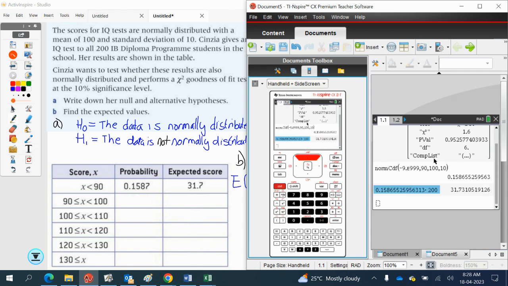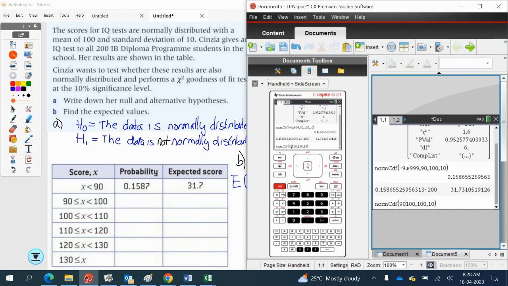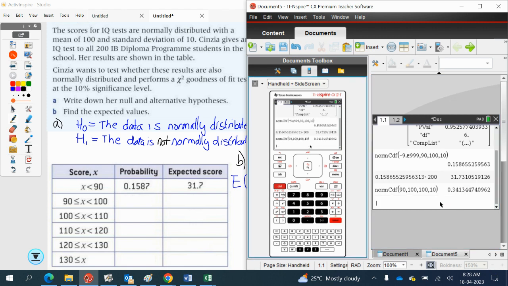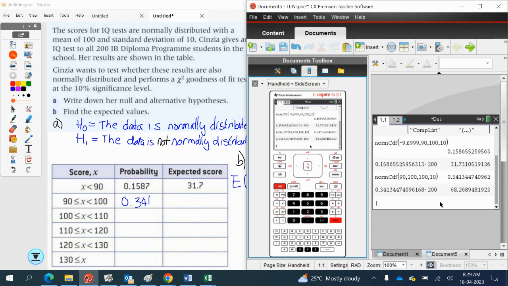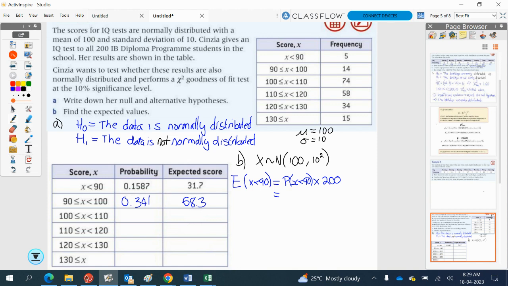So we can take this calculation here and change the bounds. This time we go from 90 up to 100. Multiply that by 200, and we get 68.3, to round that one. Let me just pause the video a minute while we calculate all those values.